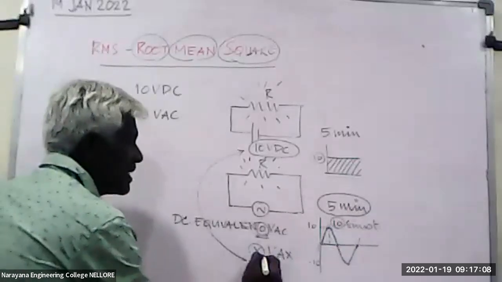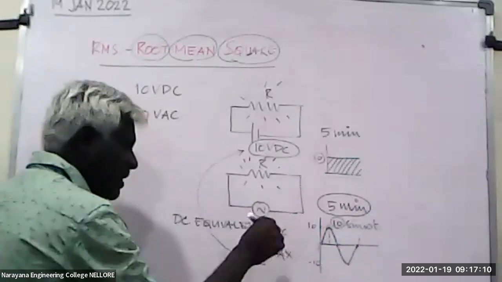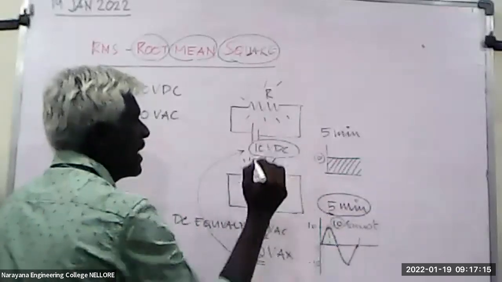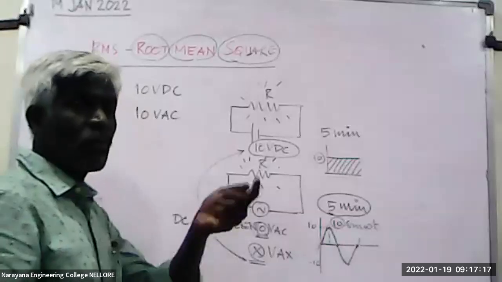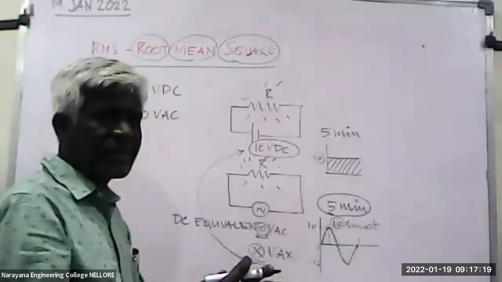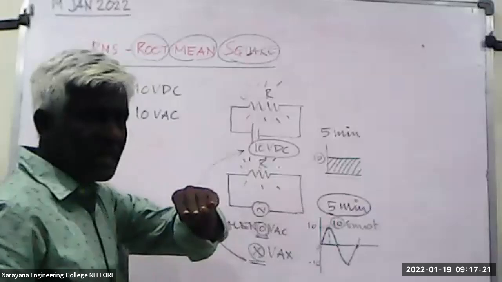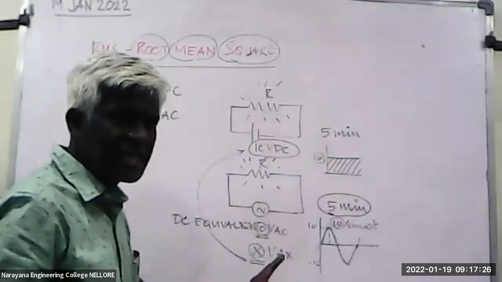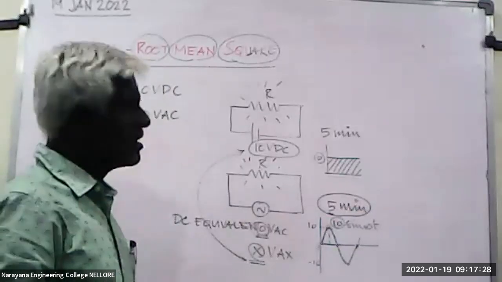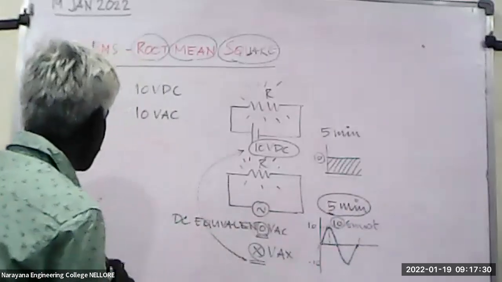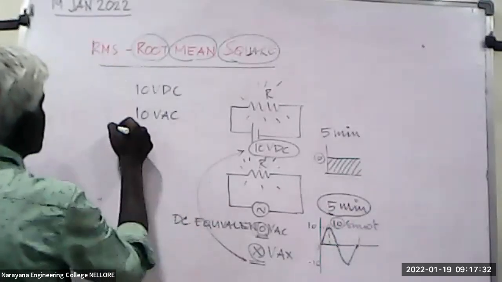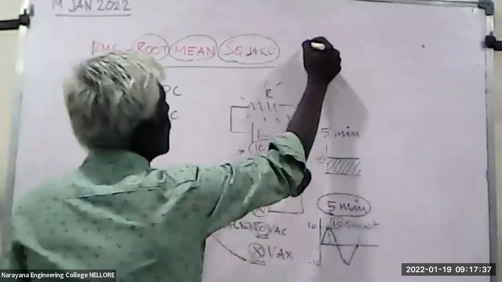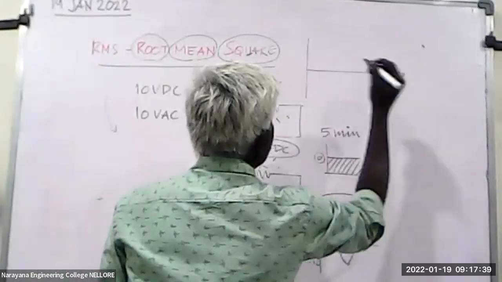So we increase the voltage of AC so that we apply that voltage for 5 minutes and get the same heat. What is the work done here? Heating application. So the work done by the 10 volt DC is done not by 10 volt AC, but by a little more than that, because it is not constant at all times. That value is called the root mean square value. So how did they find that value?